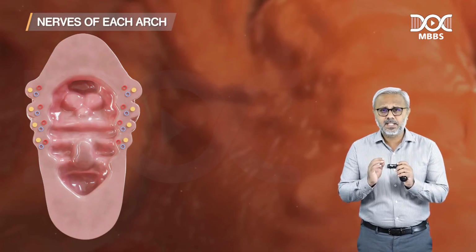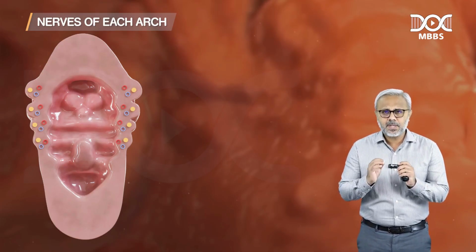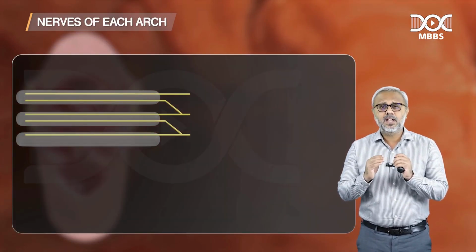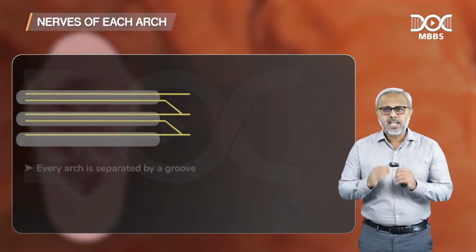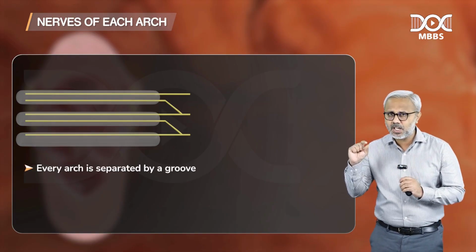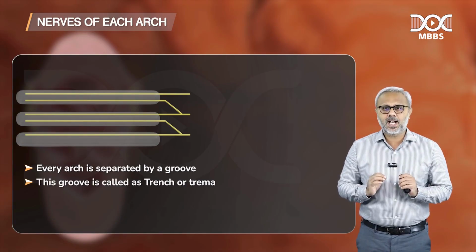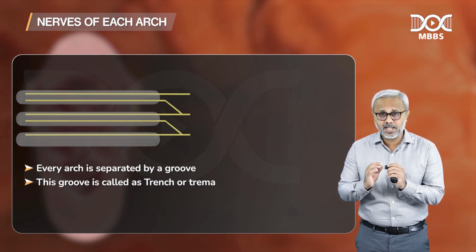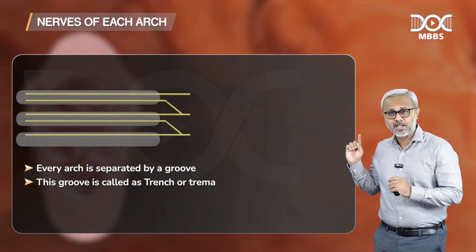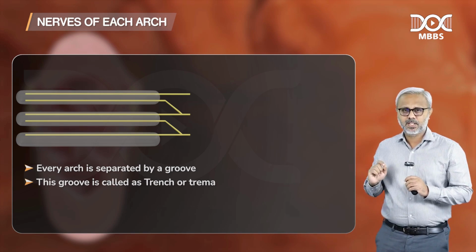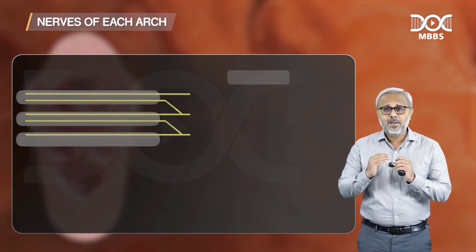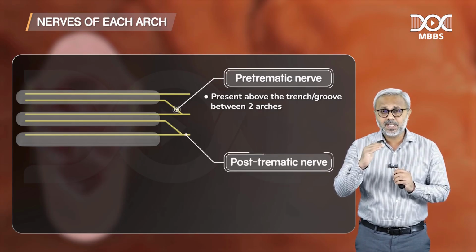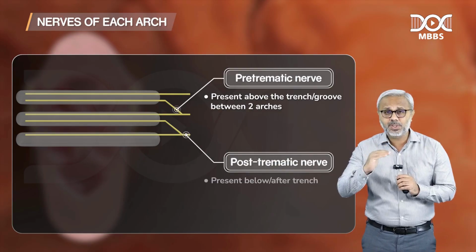Before we see the nerves of each pharyngeal arch, we must understand the concept of what we mean by the pretrematic nerve and posttrematic nerve. Every arch is separated by a groove. The groove is called a trench or trema. So, the literal meaning of trema is trench or groove, which is the space between the two arches. So, what is a pretrematic nerve? A pretrematic nerve is the one which arises just above the groove. A posttrematic nerve is the one which arises below the groove.